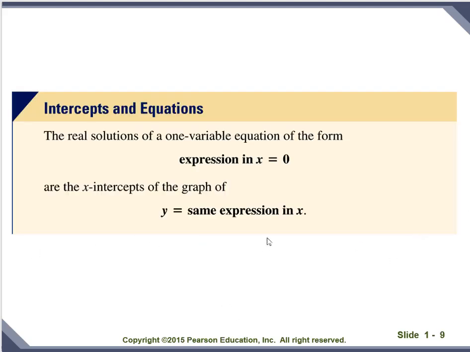We can solve an equation by graphing it. The solutions of an equation when we graph it are the x-intercepts of that graph. So wherever the graph crosses the x-axis, those are the solutions for any equation with one variable.